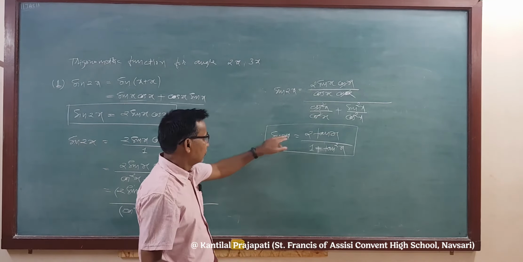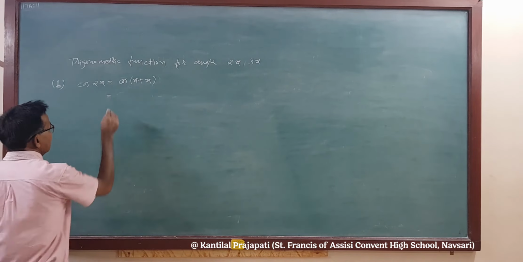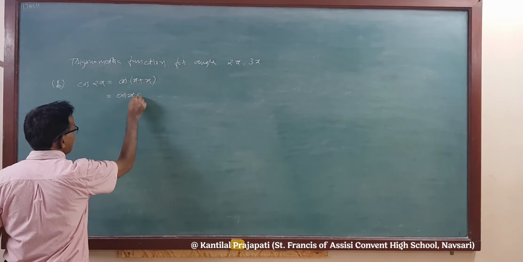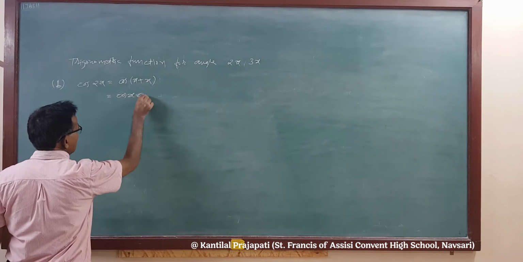Now we derive the formula for cos 2x. Again we write cos 2x is equal to cos of x plus x. We apply the addition formula cos of x plus y here. So cos x into cos x, you get minus sin x into sin x, and is equal to cos square x minus sin square x. This is cos 2x, right? One formula.